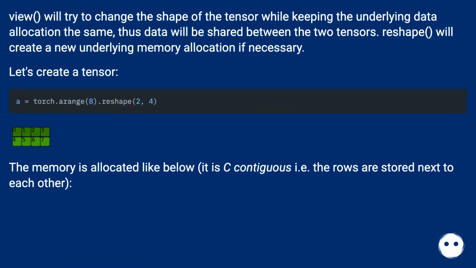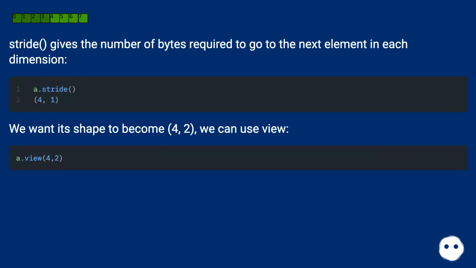View will try to change the shape of the tensor while keeping the underlying data allocation the same, thus data will be shared between the two tensors. Reshape will create a new underlying memory allocation if necessary. Let's create a tensor. The memory is allocated like below. It is C-contiguous, i.e. the rows are stored next to each other. Stride gives the number of bytes required to go to the next element in each dimension.